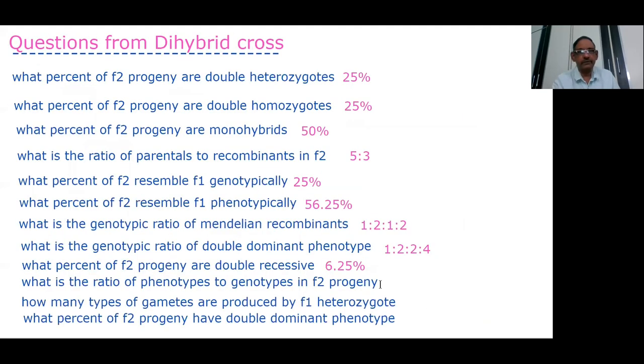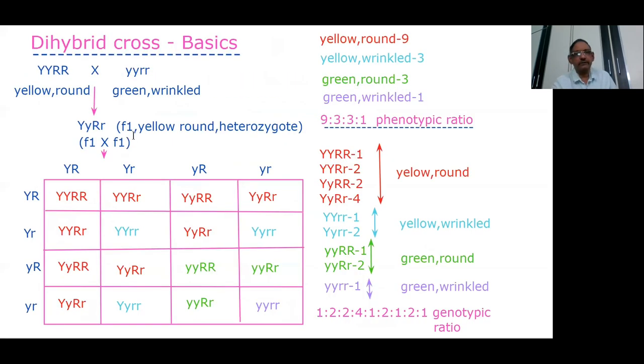The answer for this question, what is the ratio of phenotypes to genotypes in F2 progeny? Phenotypes are 4 and genotypes are 9. 4 is to 9. How many types of gametes are produced by F1 heterozygote? F1 heterozygote is a double heterozygote. This is F1. It's a double heterozygote, capital Y, small y, capital R, small r.